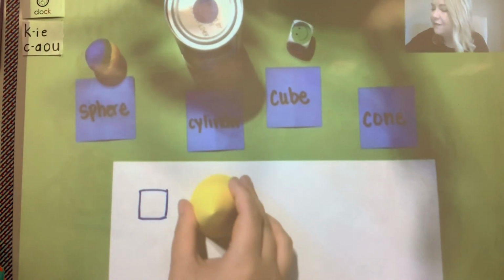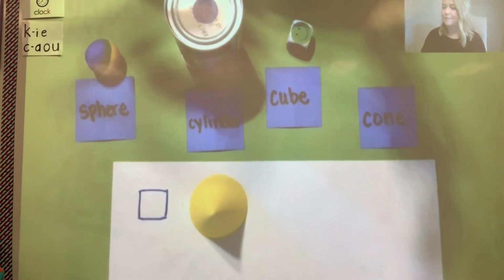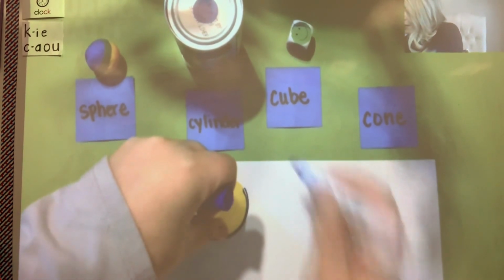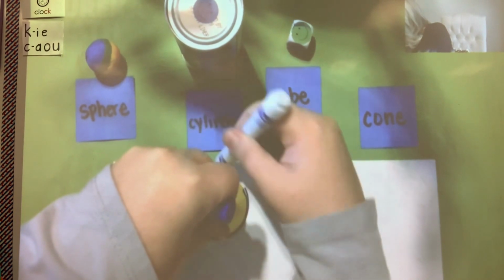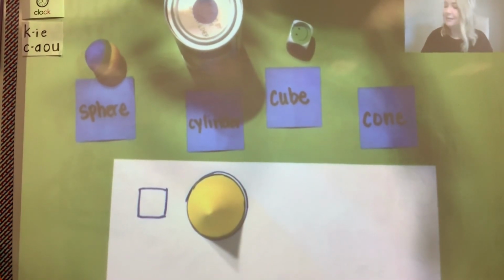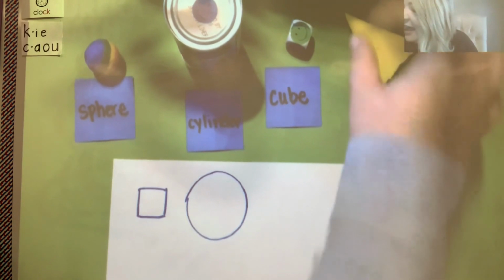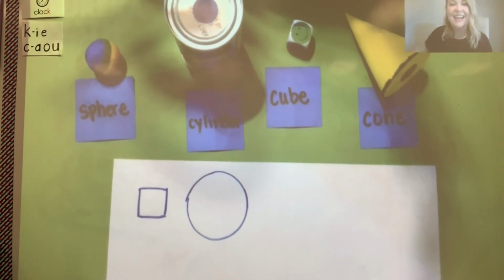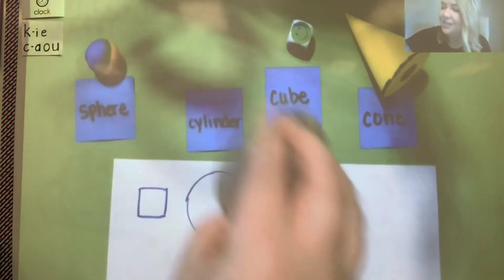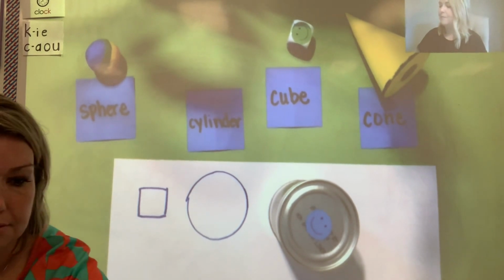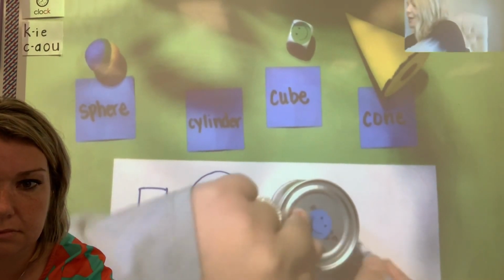Let's try it. Go ahead and put the face of your cone on your paper, and take your writing utensil to trace around the face of your cone. Once you've traced it, go ahead and lift it up. And what do you have? Did it make a circle? A circle. Now let's try our last object. Let's look at the cylinder. Put one face of the cylinder on your paper and trace around your cylinder.